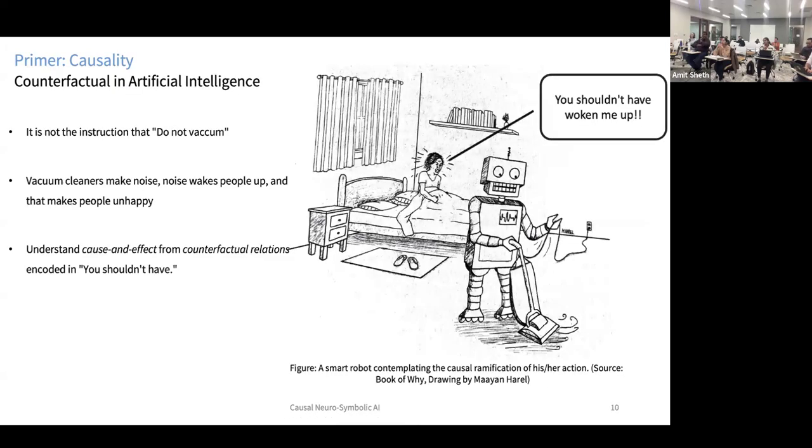So what would be counterfactuals in AI? We are all computer scientists. So let's say we have this scenario where the human is sleeping and the robot comes and starts vacuuming. And the human yells at the robot and says, "You should not have woken me up." So that's a counterfactual. What should the robot understand? That I should not vacuum at all? No, right? The robot should understand that I should not vacuum when a human or anybody is sleeping in the room. So understanding these causes and effects, the sound of the vacuum actually caused the human to get up. So understanding this cause and effect relationship is extremely important in AI systems.